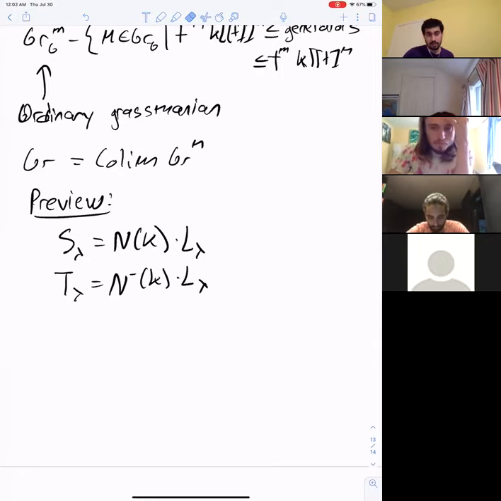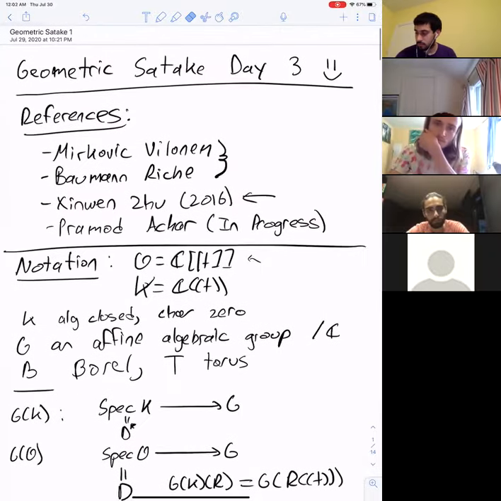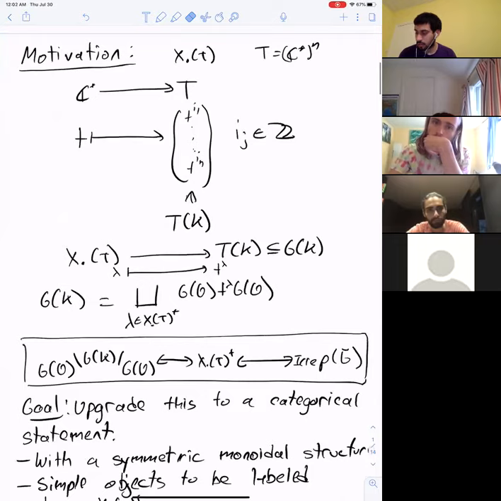I missed something really early on. I think on the second page, you were looking at the co-roots. How are you thinking of that as an element of T of K?